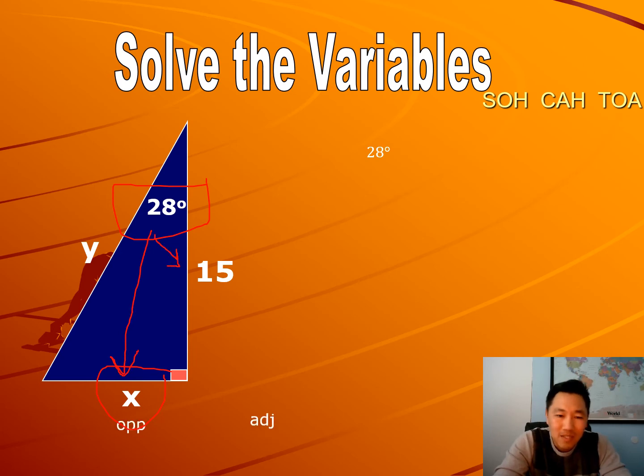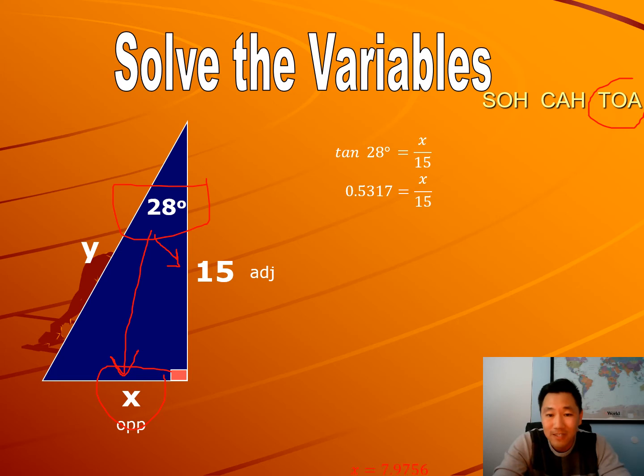It is opposite and adjacent. Opposite and adjacent means, oh, you're going to use tangent button. So tangent. Finish the setup. There's the opposite, there's the adjacent. Punch 28 or tangent of 28 into your calculator, and then to solve for x, multiply both sides by 15. There's x. Now we're going to do the same thing with y.